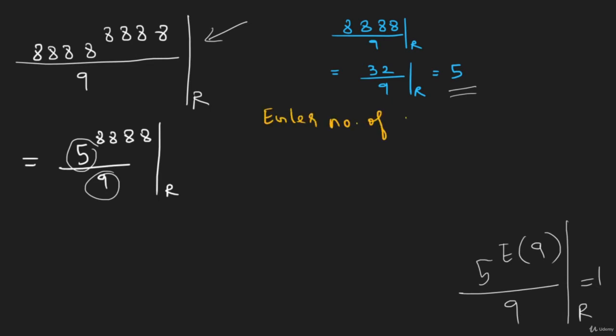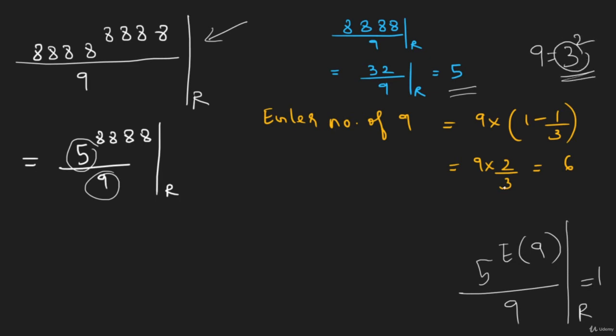The Euler number of 9 will be equal to 9 into 1 minus 1 by 3, right? Because 9 is equal to 3 square, it only has one prime factor which is 3. Therefore the Euler number of 9 is 9 into 1 minus 1 by 3, that's this 3 over here, which is equal to 9 into 2 by 3, which is equal to 6. Revise the section on Fermat theorem if you want to see this again. We have already covered this, so I am moving on.